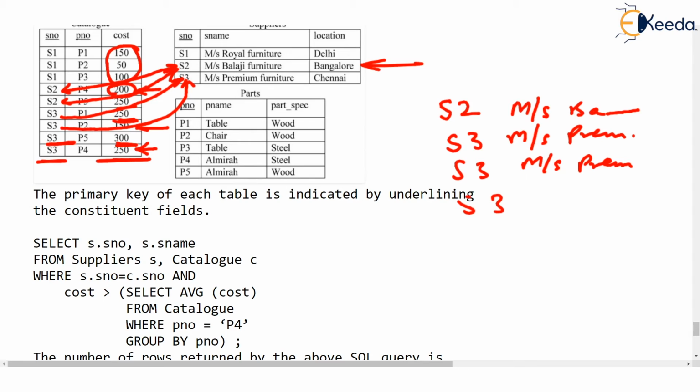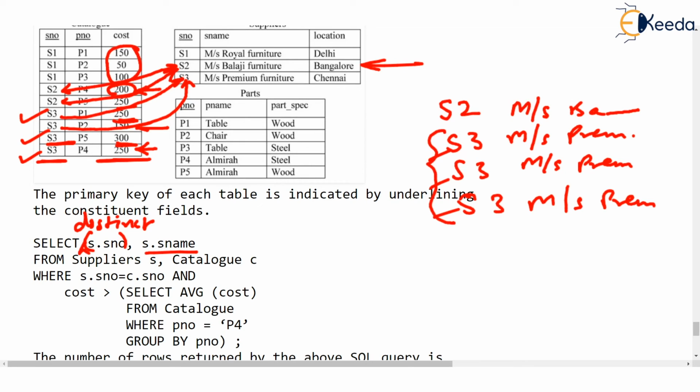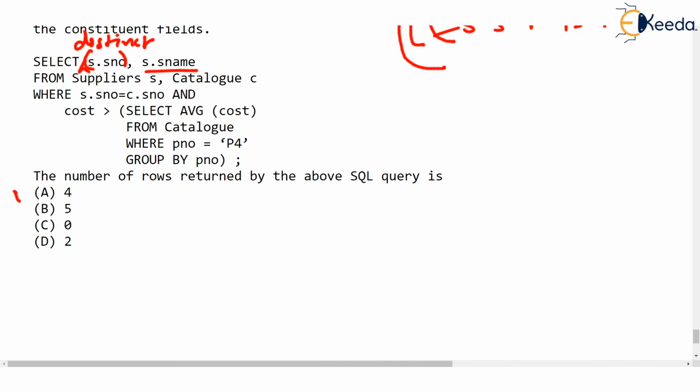You might be wondering why they are listed thrice. Because this condition happens to be true for these rows, so these three entries must be listed. If there was a distinct keyword for s.sno and s.sname, then these entries would have been displayed only once. But we have not given distinct. So this condition has become true four times. Hence, the number of rows listed will be 4. That's it. This was the question asked in GATE 2020. Thank you very much.